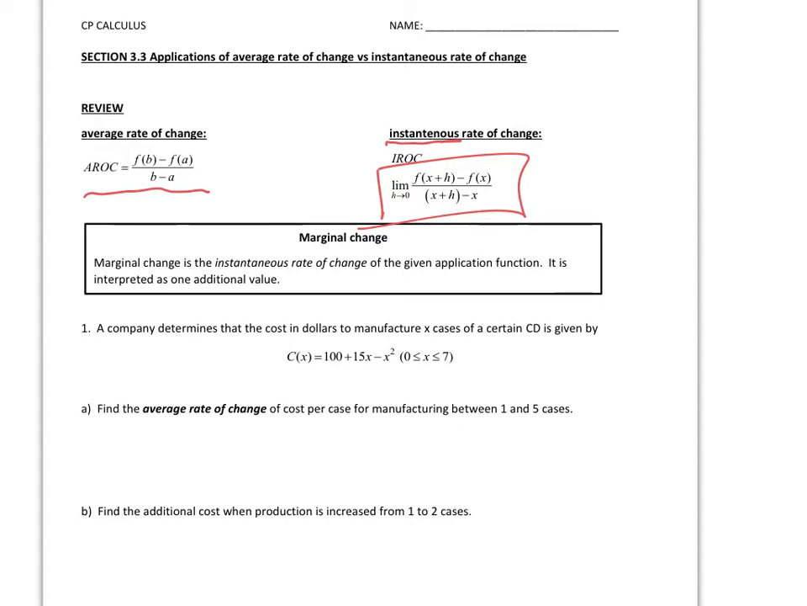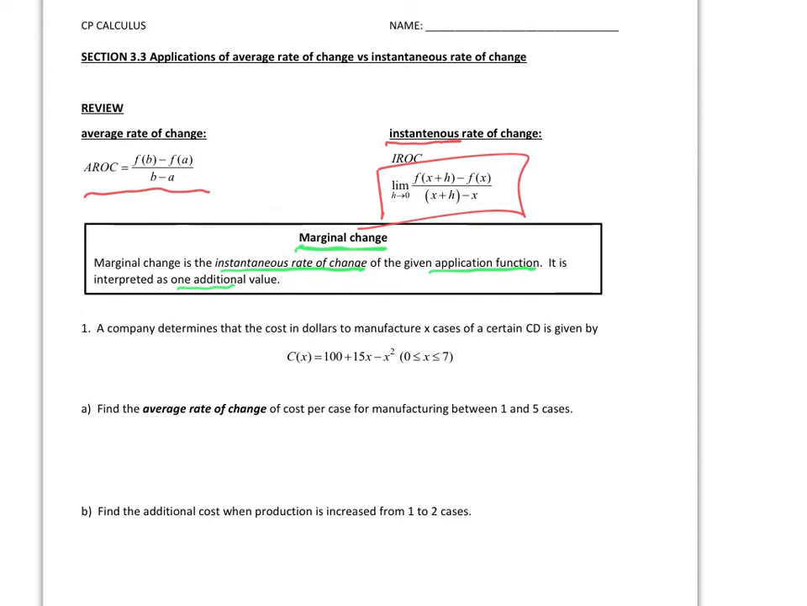So what we are talking about today is something called marginal change. It again is the instantaneous rate of change of an application function. And so this is going to be interpreted as one additional value. All right, so here we go.